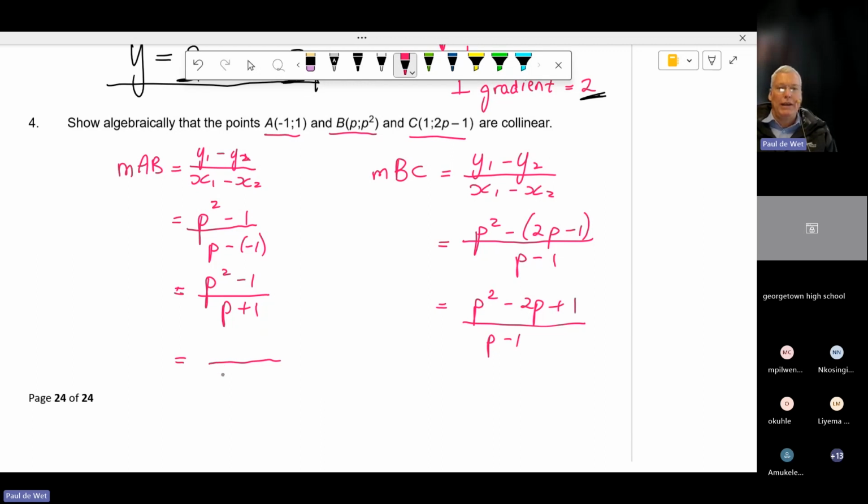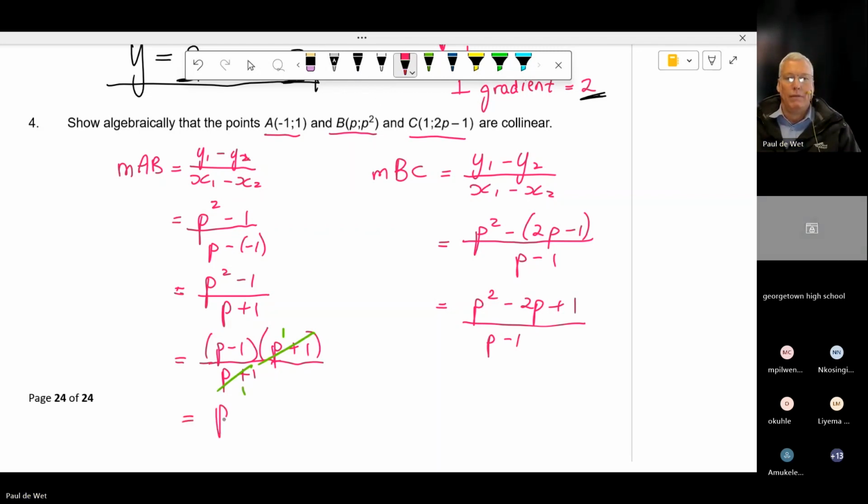Who can tell me how does p squared minus 1 factorize? It's an easy one. It's what we call a difference of two squares. Guys, how does p squared minus 1 factorize? P minus 1, p plus 1, or p plus 1, p minus 1. So what can I do here to simplify? I can divide and divide. So the gradient from A to B is p minus 1.